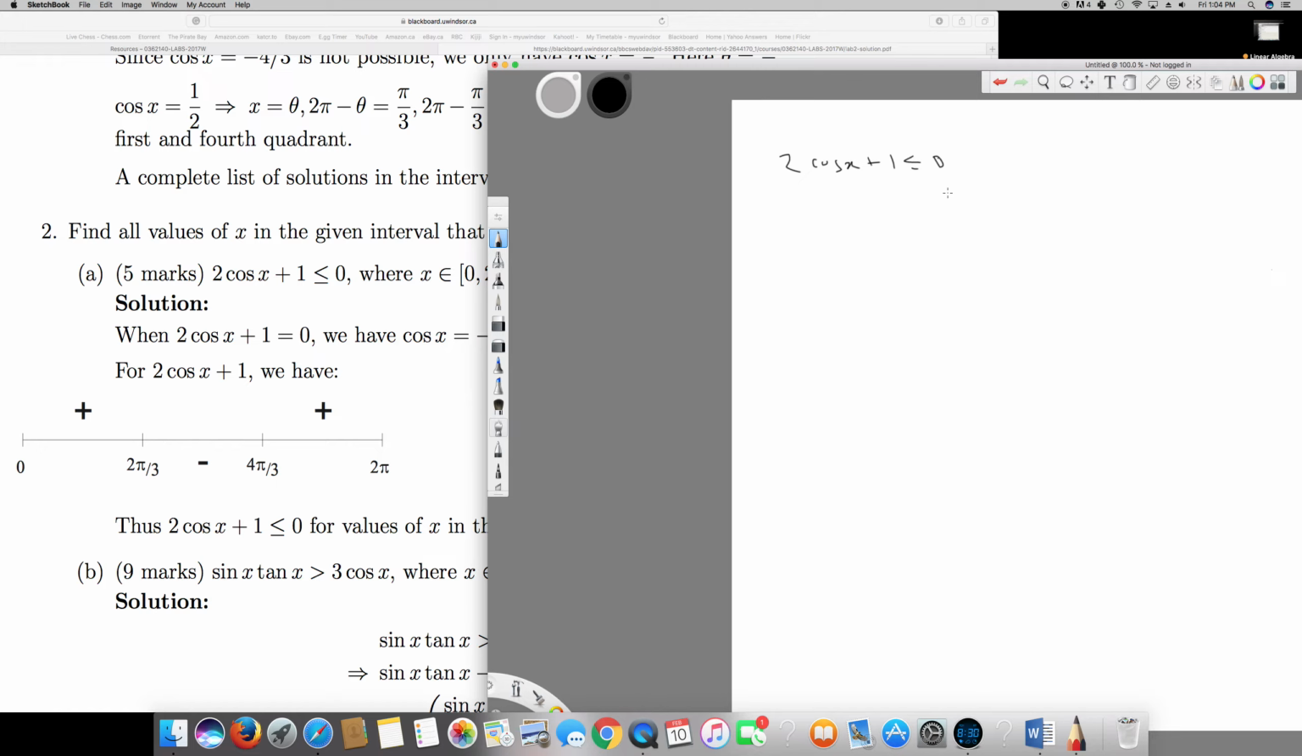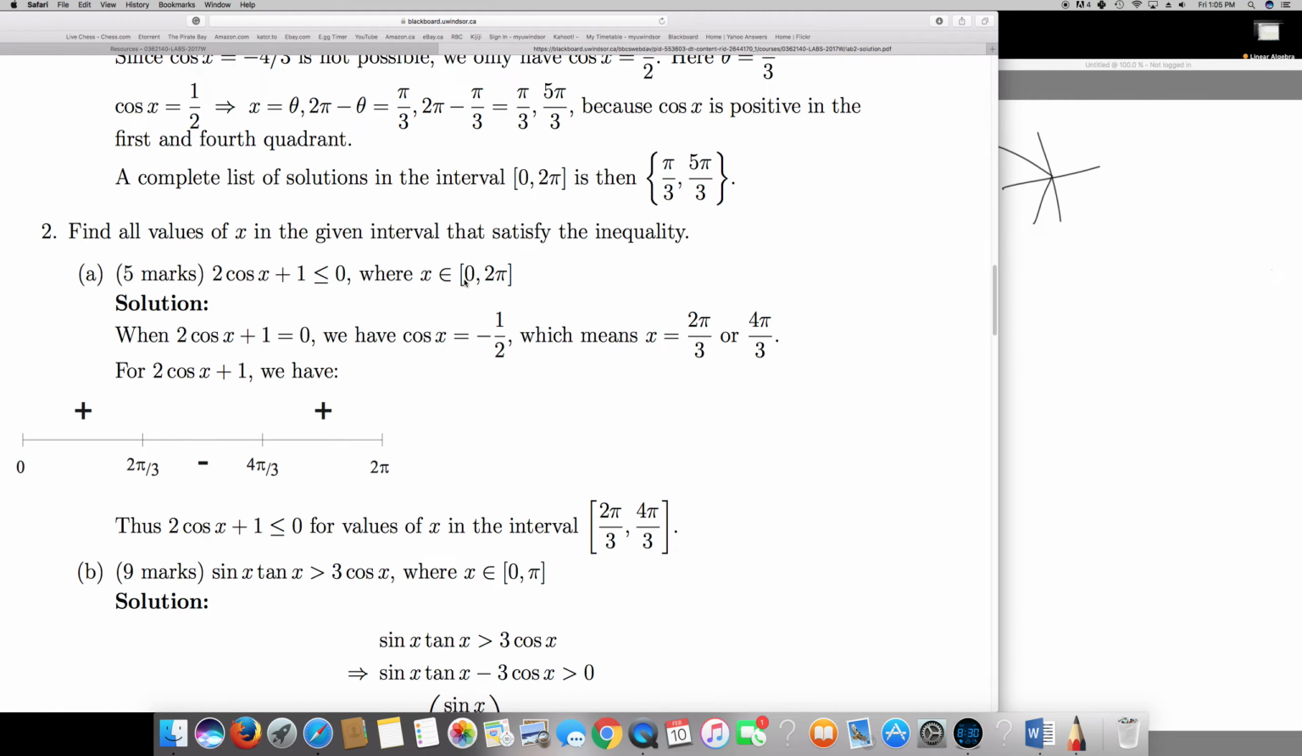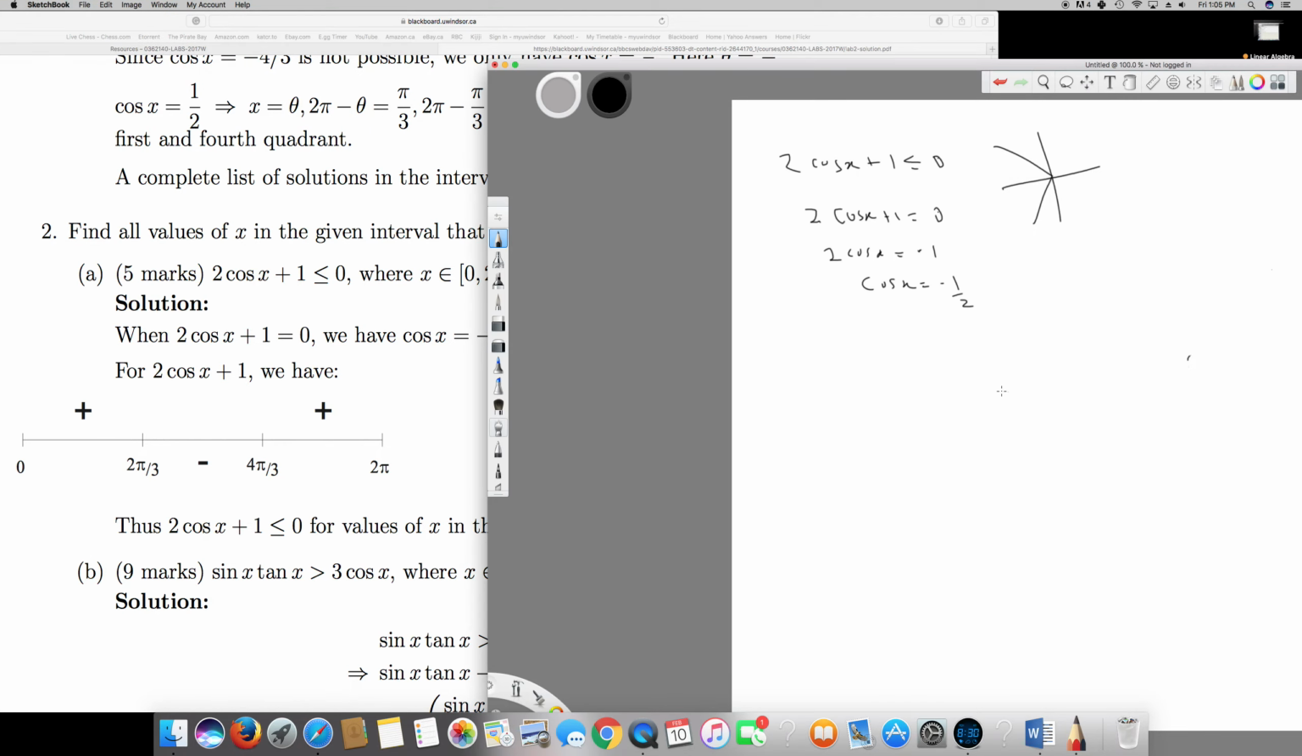So now what I have to do is treat this inequality as an equal sign, because then only I can find the value, right? So 2 cos x plus 1 is equal to 0. Then 2 cos x is equal to negative 1, and cos x is going to be equal to negative 1 over 2. Since cos is negative, there are two places where cos is negative, the second quadrant and the third quadrant, and we have to make sure the interval is 0 to 2π.